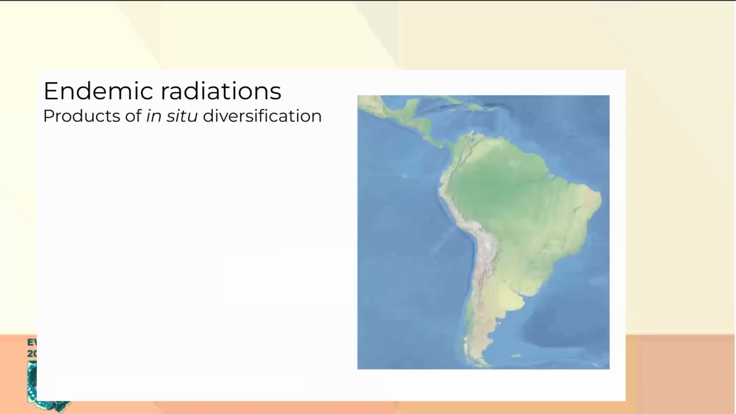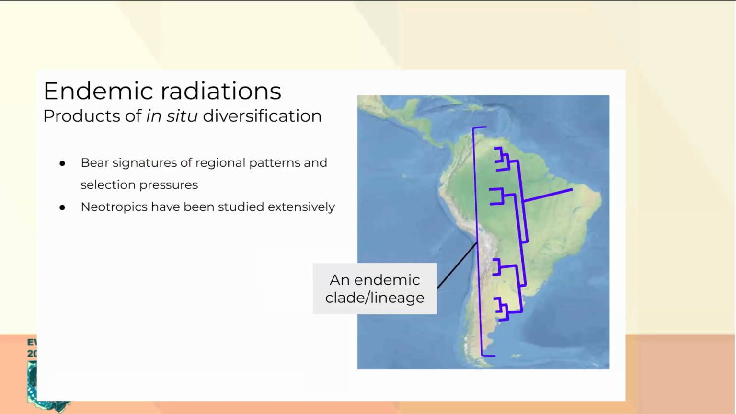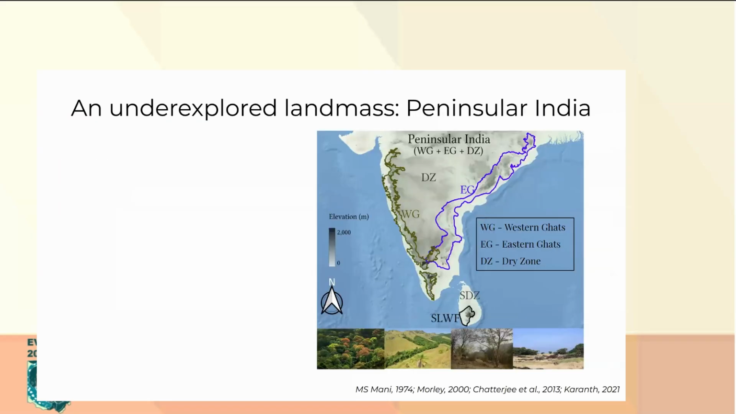And it becomes more interesting for regional level patterns because endemic radiations are present in every region, which are products of in situ diversification or diversification that happens exclusively to a certain landmass. And these radiations bear signatures of regional patterns and selection pressures. And the Neotropics are a classic example of understanding the diversification patterns of endemic radiations.